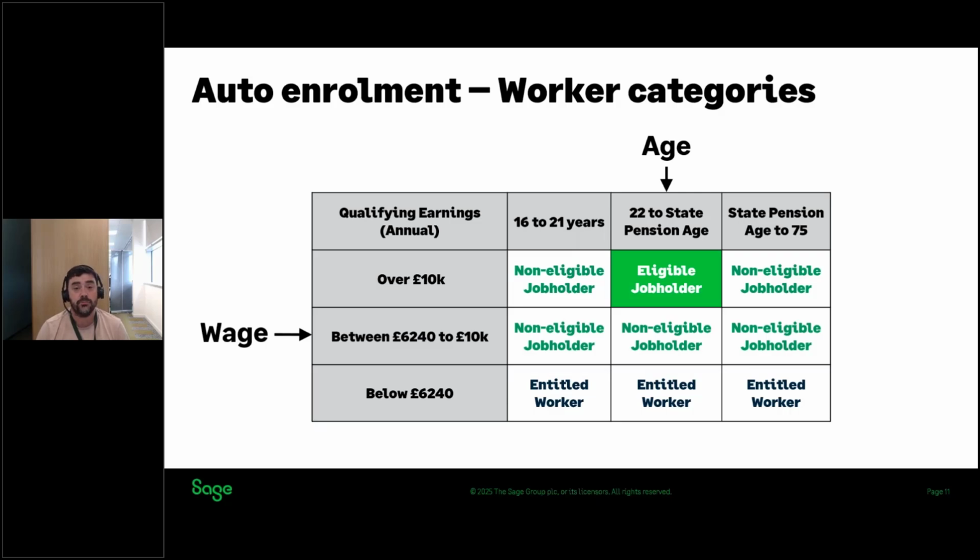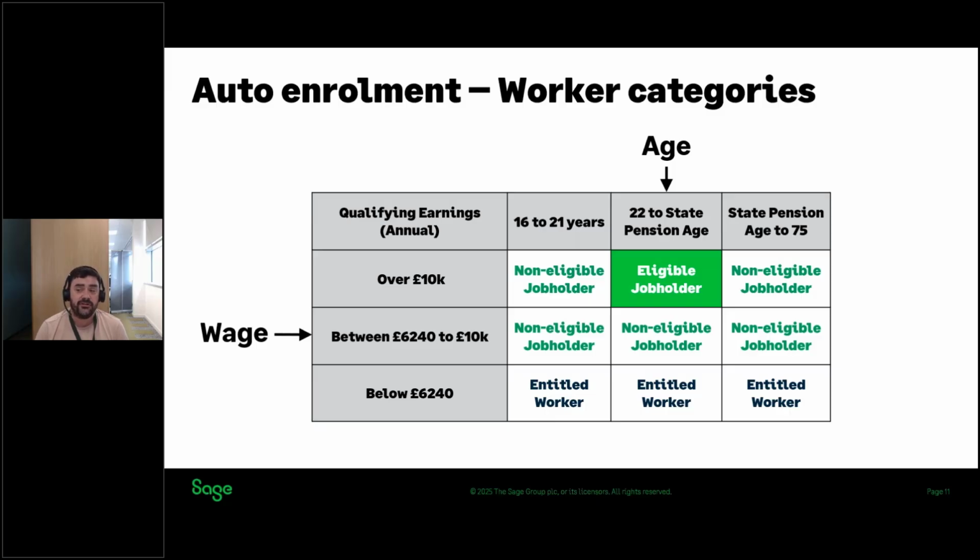If you're older or younger than those ages, you fall outside of the eligible category. And the wage is based on an annual earnings trigger of £10,000, but it will always look at the monthly or weekly equivalent depending on your pay frequency. So if you're 22 to state pension age, earning above £10,000 a year, that is when you get auto-enrolled.